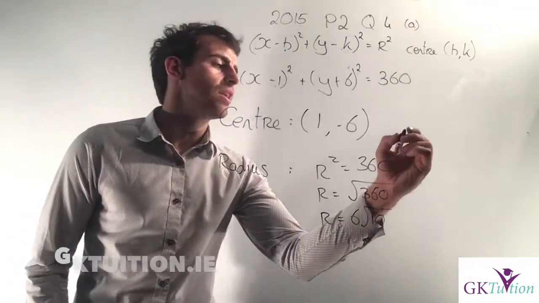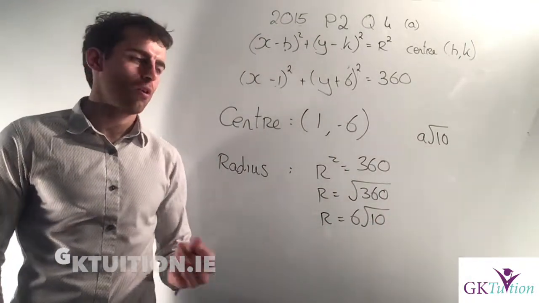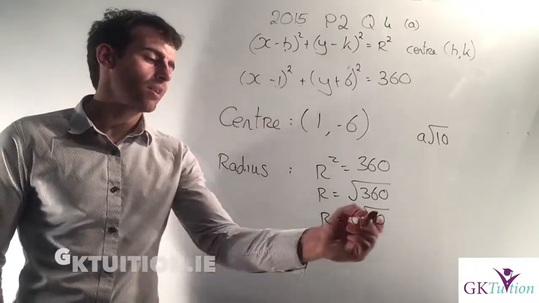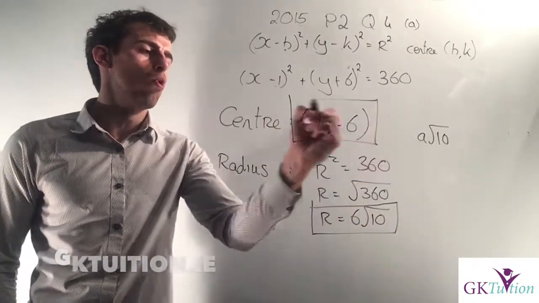They asked me to leave it in the form a root 10, where a is an element of N. Or in other words, where a is a natural number, which means a whole positive number. Clearly 6 is a whole positive number, so I'm happy with my 6 root 10 and (1, minus 6).